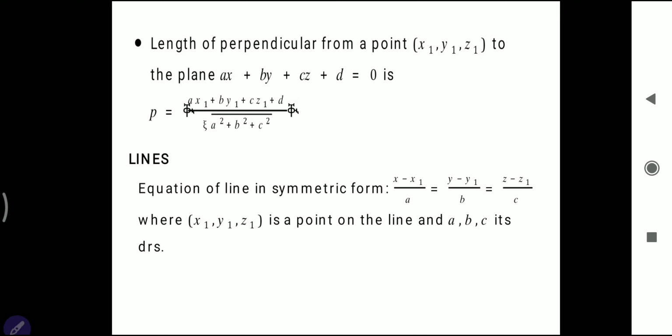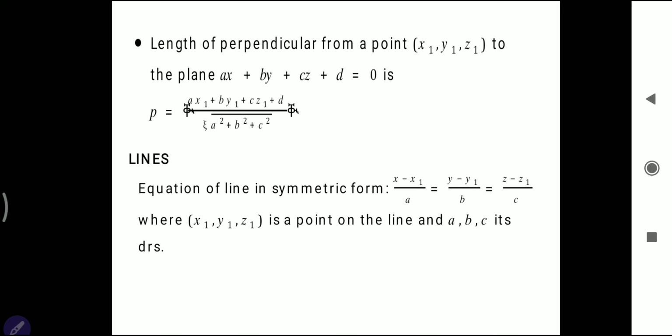Now this is the general equation of the line. The equation of the line in symmetrical form is given by x minus x1 upon a equal to y minus y1 upon b equal to z minus z1 upon c, where x1, y1, z1 is any point on the line and a, b, c are the DRs of that line. In this way we can find the equation of the line.